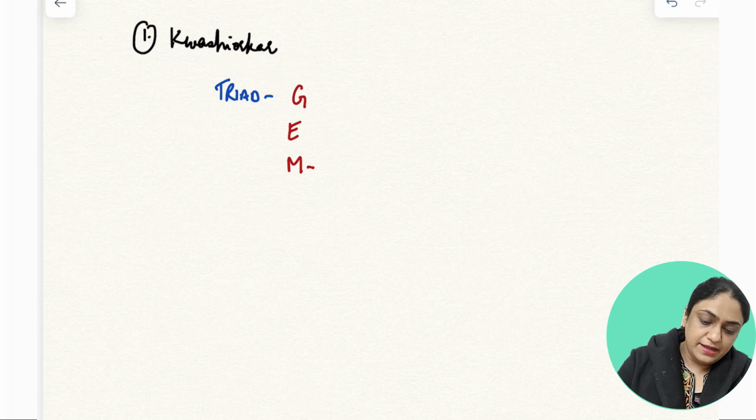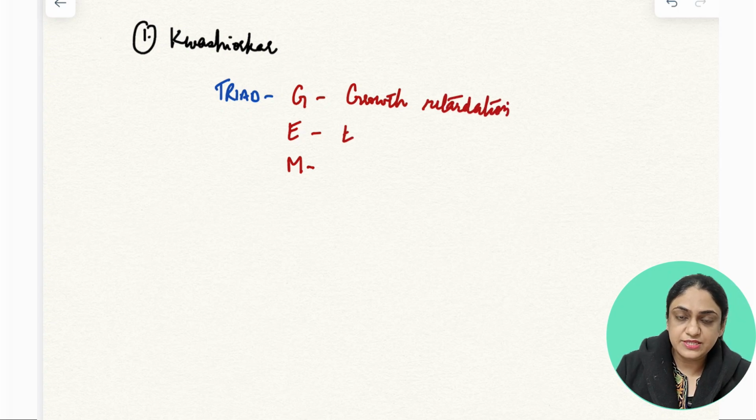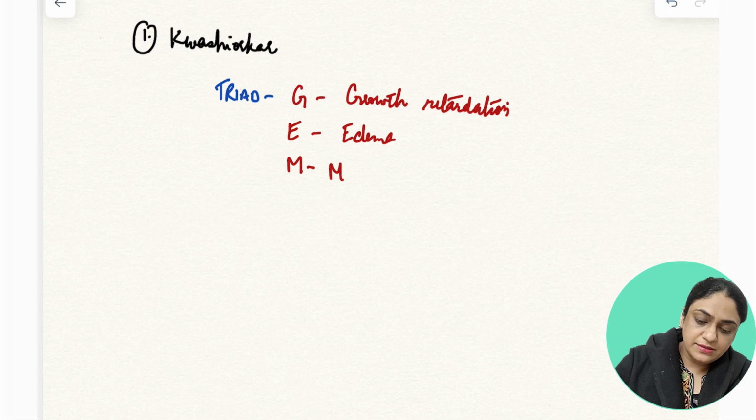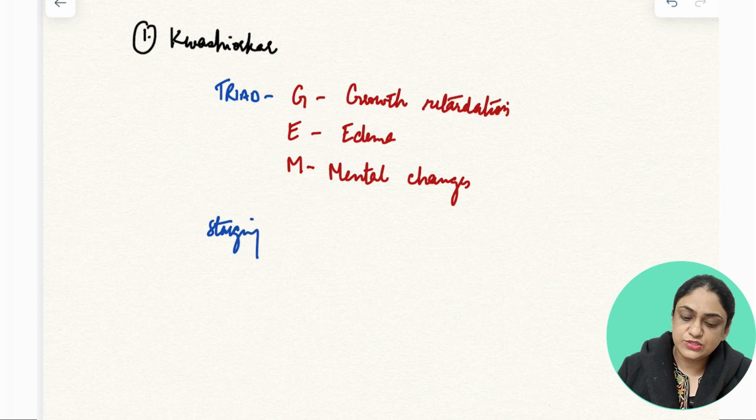Right? So there is a triad. What is the triad of Kwashiorkor? Please remember this mnemonic, GEM. You can remember this with the help of this beautiful mnemonic GEM. G for growth retardation, E for edema and mental changes. So mental changes are quite profound in Kwashiorkor. Right? So GEM, growth retardation, edema and mental changes is the classical triad of Kwashiorkor.